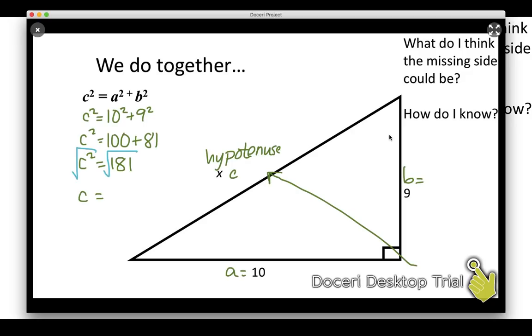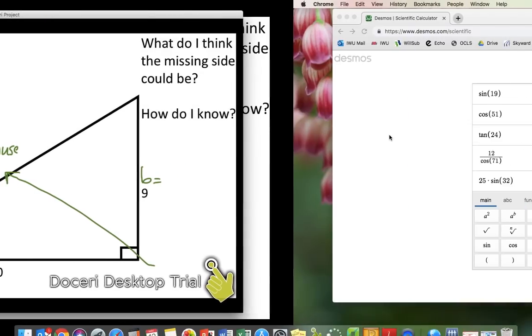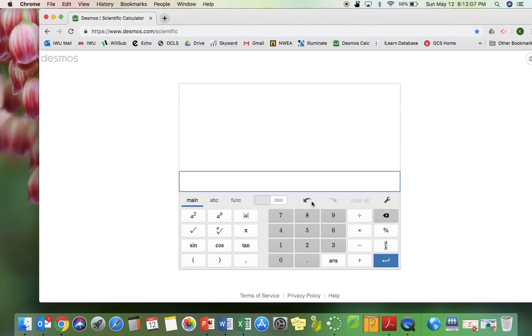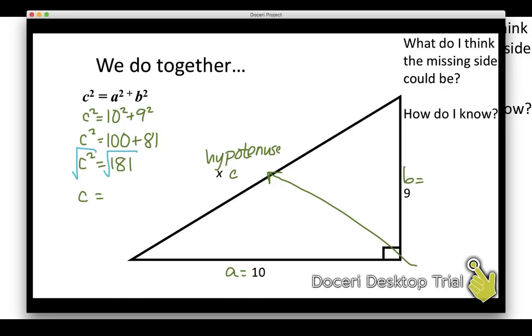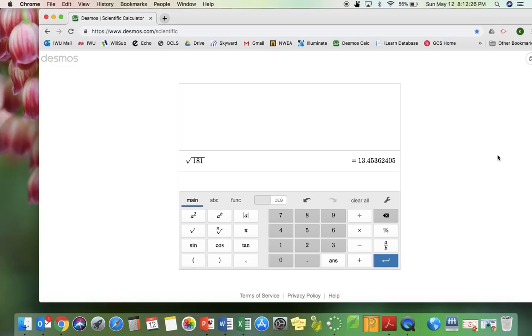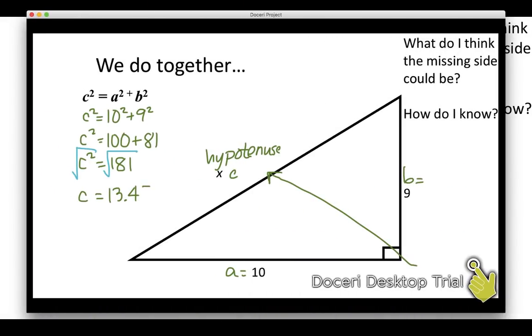Let's try this. Alright, so I'm going to put the square root of 181. And I get, right, there's my answer, 13.45362405. And notice how it just keeps on going on and on. Well, I'm still just going to do 13.4, and let's round it to the nearest hundredth. The 3 tells the 5 to stay put, so 13.45. And that's my answer. Now it is rounded, it isn't exact.